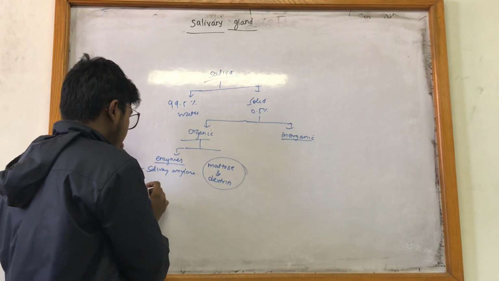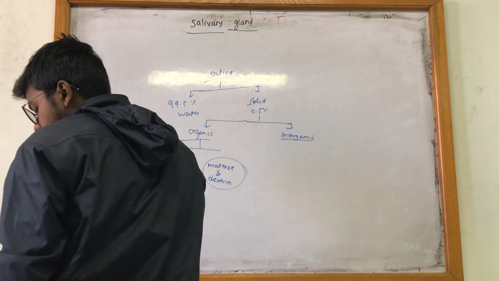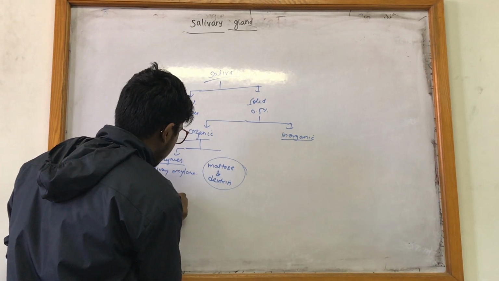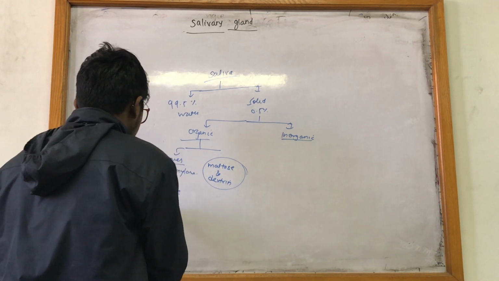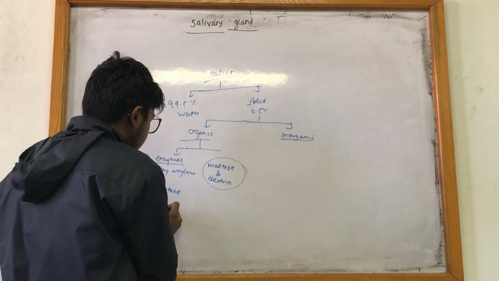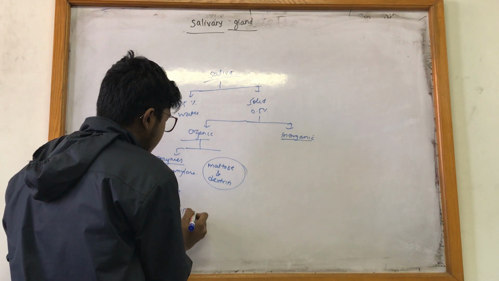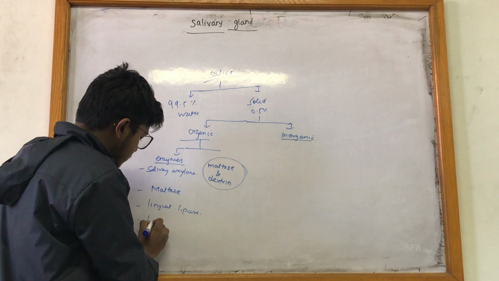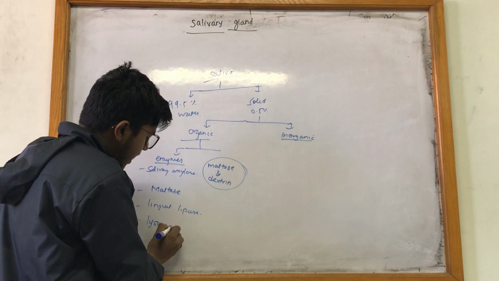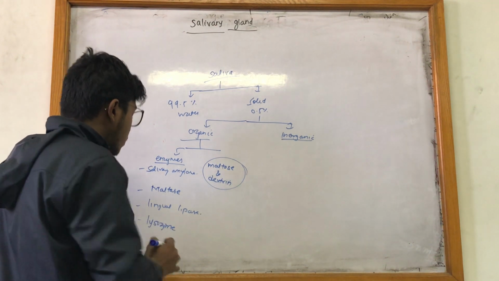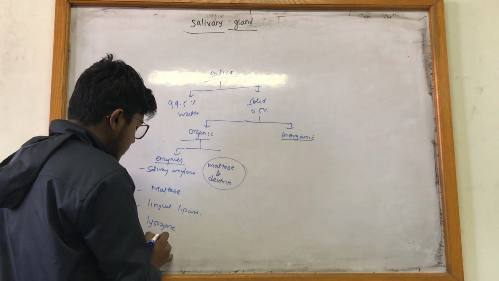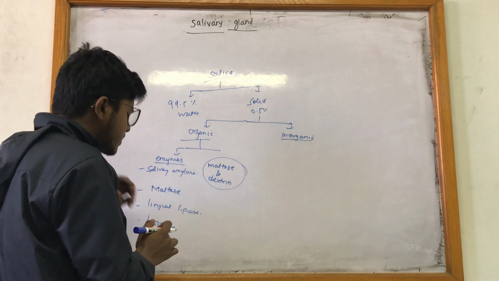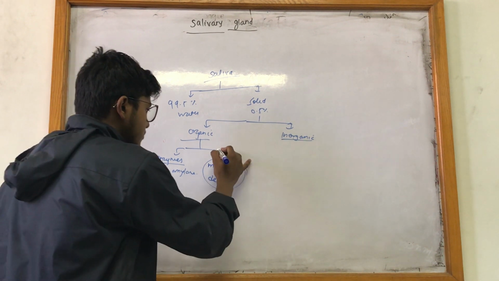Second one is maltase. Maltase acts on the maltose to form glucose. Similarly, there is also the lingual lipase that acts on the milk fats. Then lysozyme, which has antimicrobial property. There is phosphatase. Carbonic anhydrase is also present, but in very low concentrations.